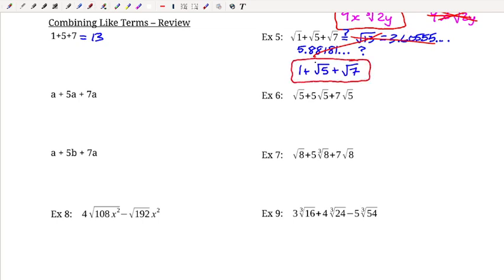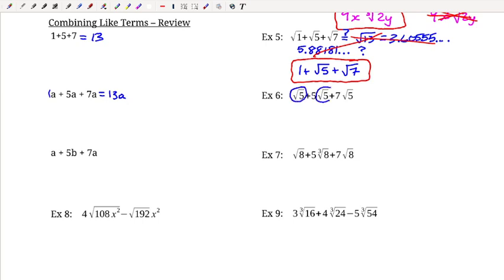The only way that I can add these together is if I have like radicals. So think like terms have the same variables, like radicals have to have the same roots. So we still want to be combining like terms. So look at the next example. I have a plus 5a plus 7a, and you guys all know this is an invisible 1 here. That is just 13a. No problem. Like terms, add them together. They all have a's. We only get one a at the end. It's all good. Same thing happens when I have like radicals. So I've got root 5 plus 5 root 5 plus 7 root 5.